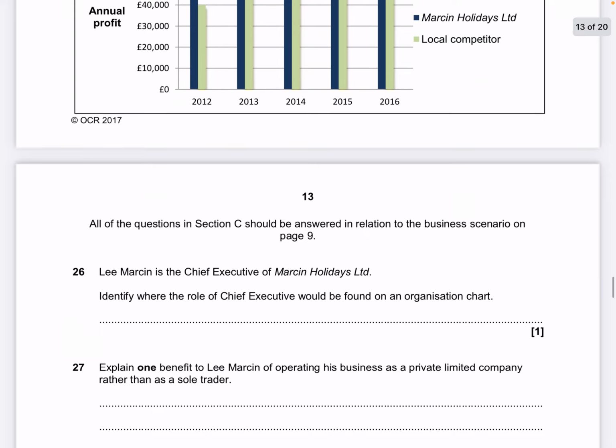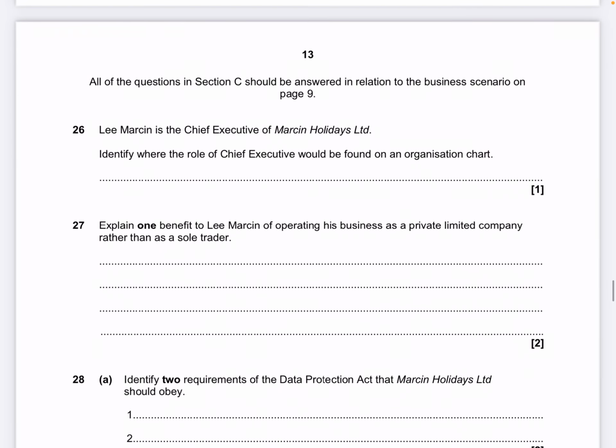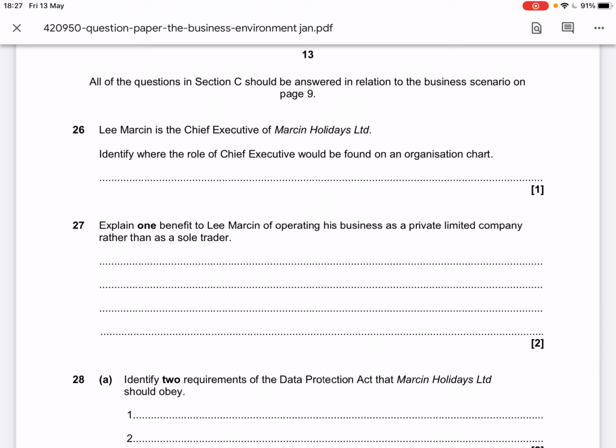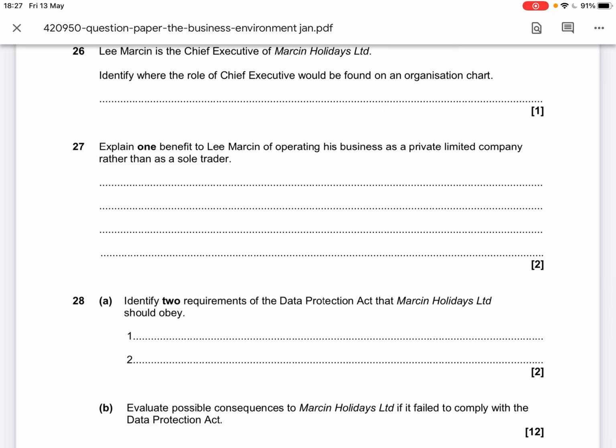Okay, so let's have a look at the different types of questions. So this one, again, it's a 1-point question for 26. So again, no explanation needed. You're just identifying, so you can simply write your point in there. Job done. The next question, though, again, it is an explaining question for 2 points.